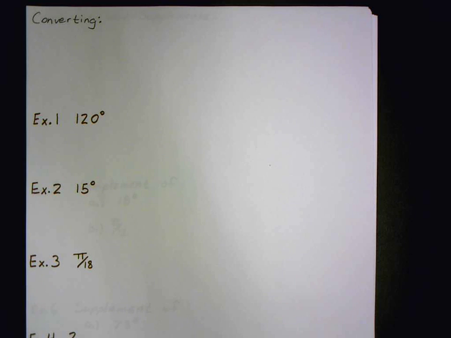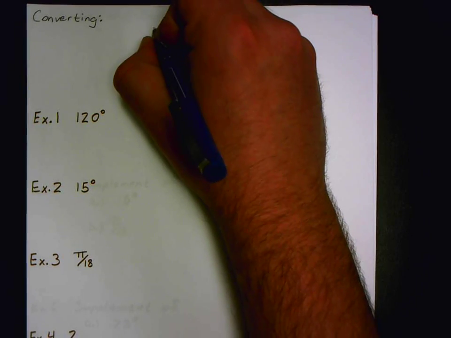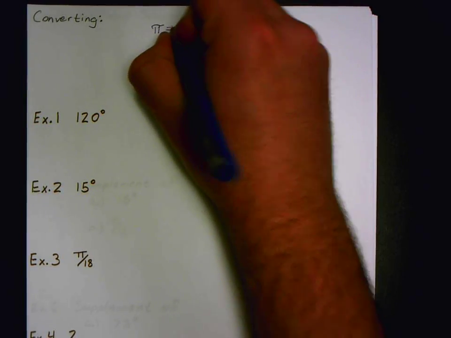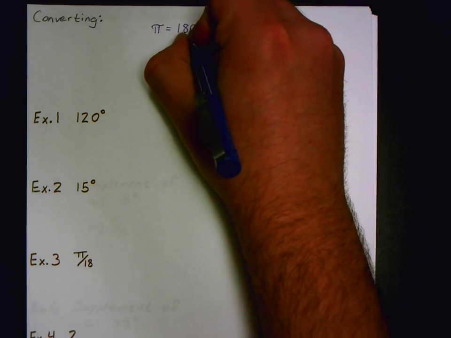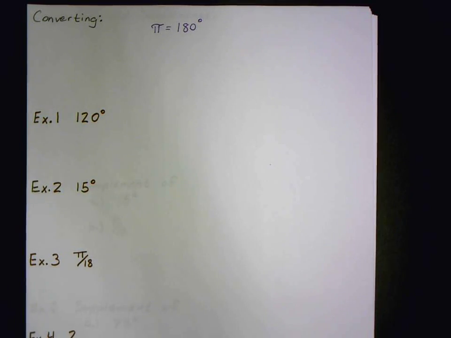Now, this is as simple as setting up a proportion. You pick a place on a circle that's easy to use and just use a proportion to convert it. Easiest place to use is where 180 degrees is equal to pi, right there, because it doesn't require any reducing.